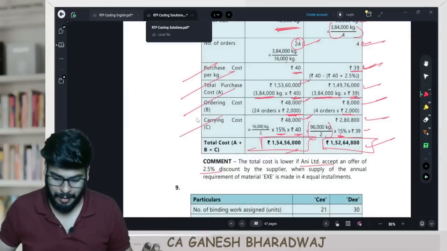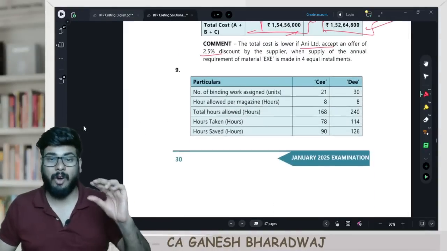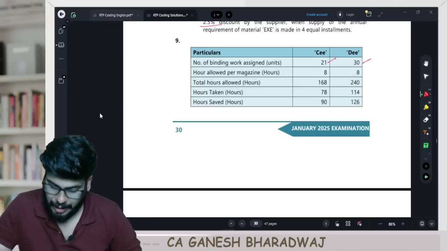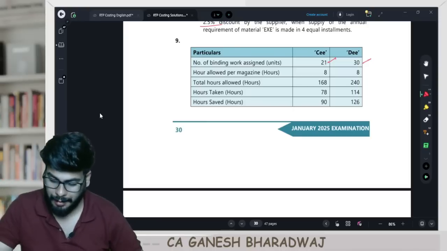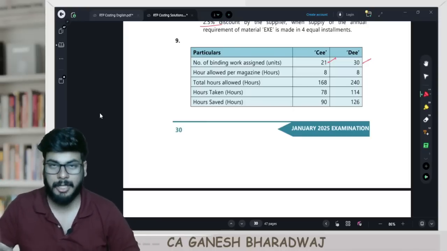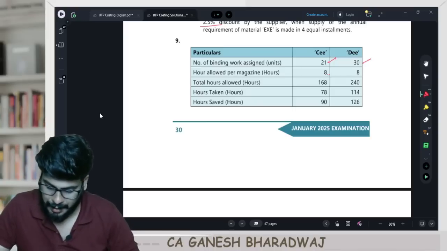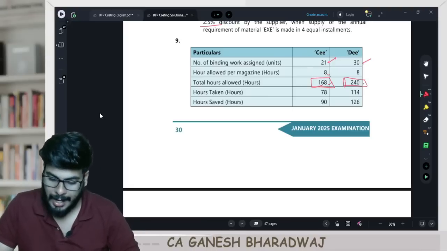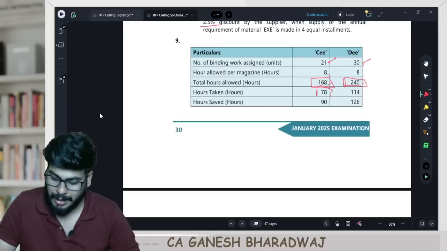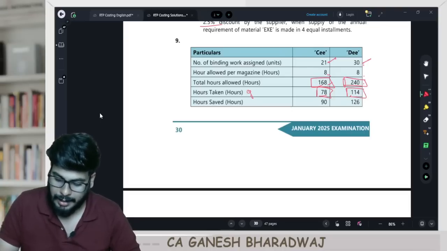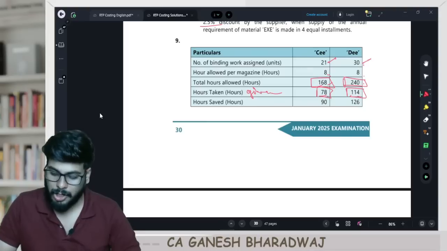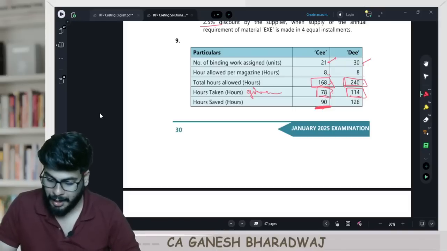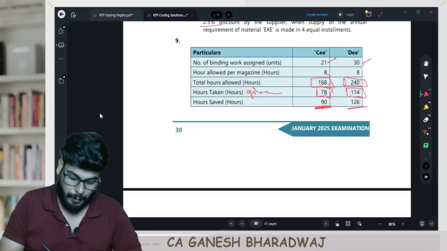Now, very simple. The calculations are simple. All you need to do is find out how much extra the company is paying, because of this mistake. Now, C and D, each of them were given how many magazines to work on. 21 magazines and 30 magazines respectively. Per magazine, they were allowed to take 8 hours. So the total time allowed is going to be 168 and 240 respectively. 21 into 8 and 30 into 8. But actual hours taken, given in the question, is 78 and 114. The hours saved is 168 minus 78, which is 90, and 240 minus 114, which is 126 hours.